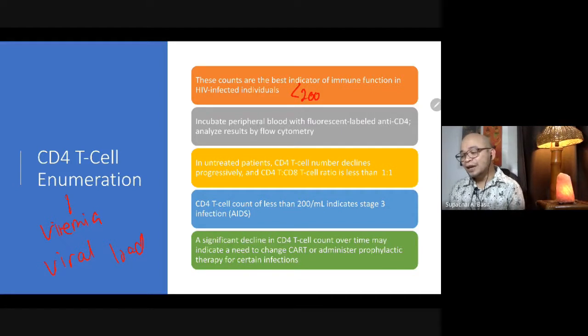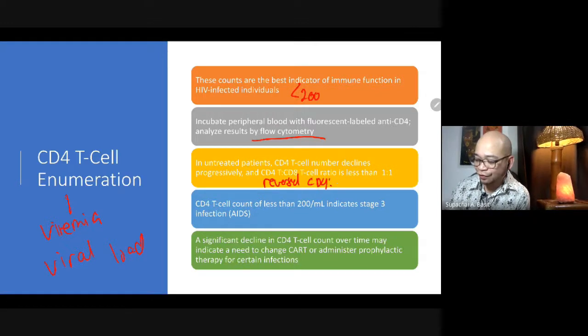So we incubate peripheral blood with fluorescent labeled anti-CD4 and it is analyzed by flow cytometry. If the patient is untreated, the CD4 will decline and the CD4 CD8 ratio is less than 1.1. We call it the reverse CD4 CD8 ratio. Okay, so CD4 of less than 200 indicates category C or stage 3, and this is now known as AIDS.